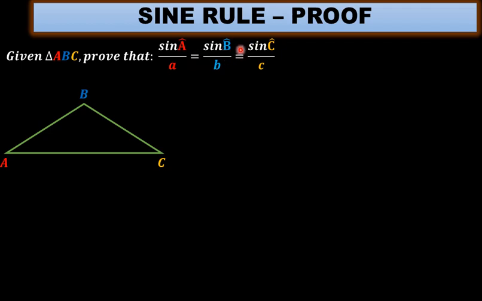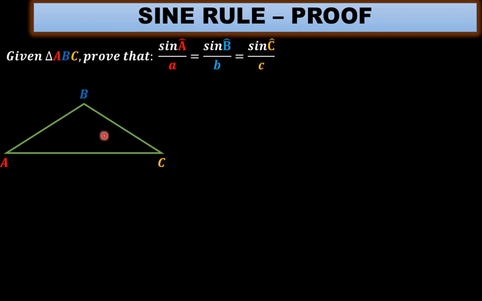In an examination you can't be asked to prove all these ratios at once. The examiner might say prove that sine A divided by a is equal to sine B divided by b, or prove that sine A divided by a is equal to sine C divided by c, or lastly, sine B divided by b is equal to sine C divided by c.